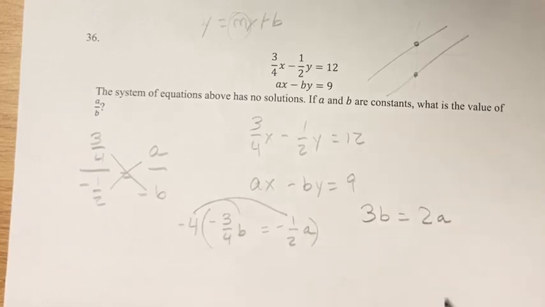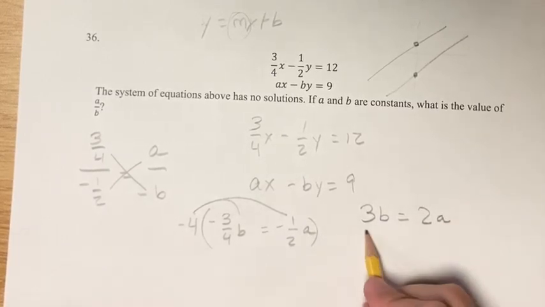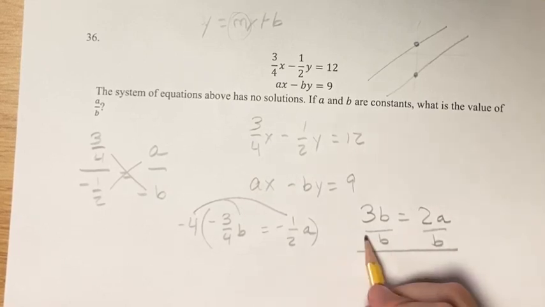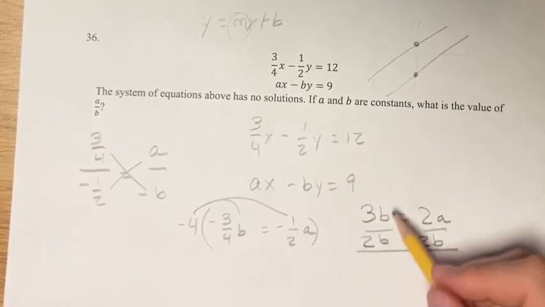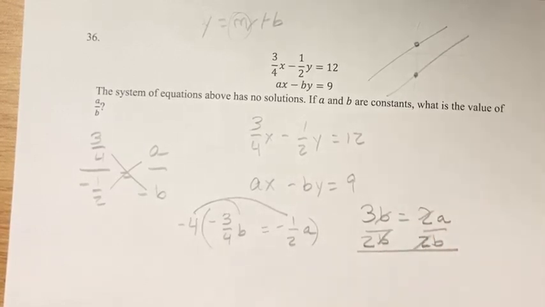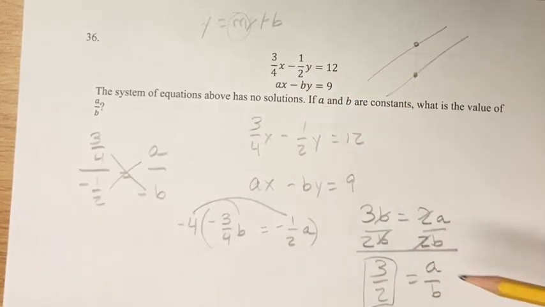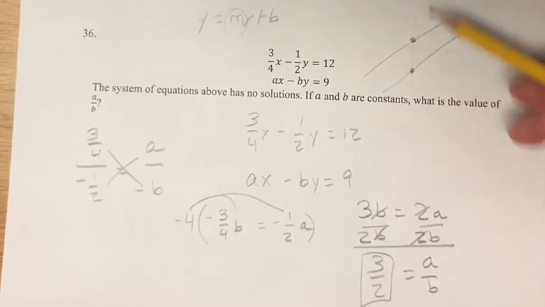We're asked what is the value of a over b, so if we divide both sides by b, and we will actually make it 2b, then these b's will cancel and these 2's will cancel, and we get a over b is equal to 3 over 2. So this is the ratio of a to b for the system of equations to have no solutions. 3/2 is going to be your final answer.